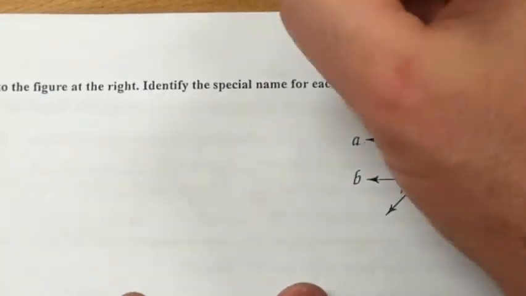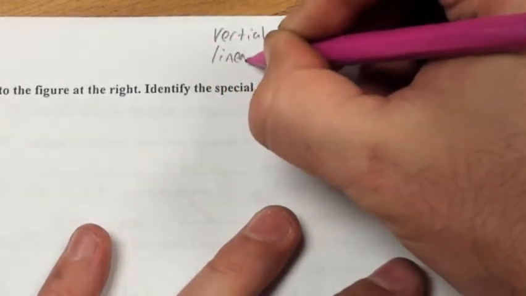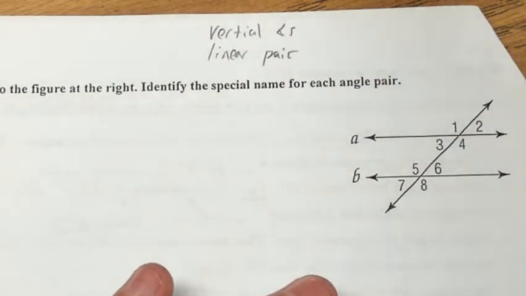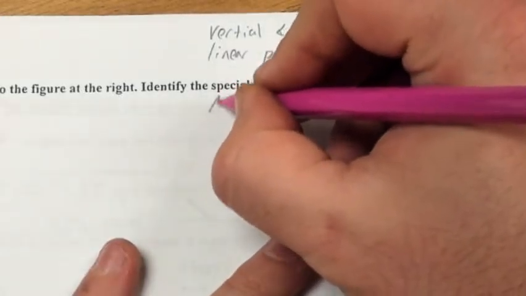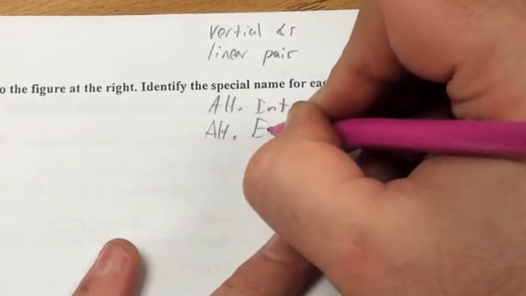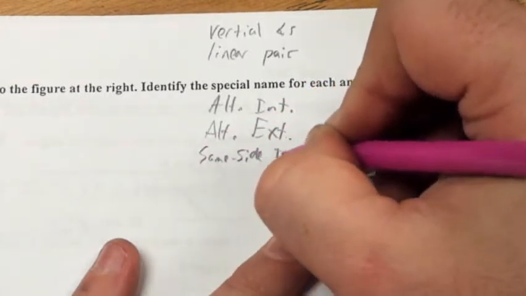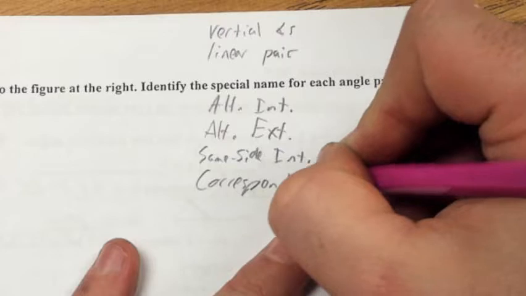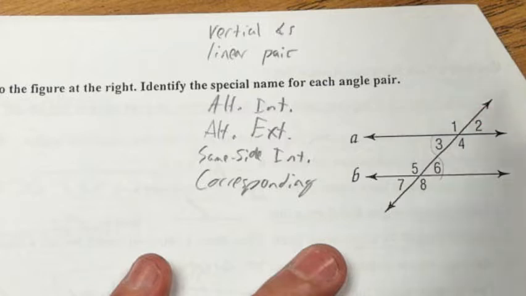a transversal, we could have vertical angles. We have a linear pair. Now those are our unit 1 things. Then we move on to unit 3 and we learned about the transversals themselves, and that's going to be alternate interior angles, alternate exterior angles, same side interior, as well as corresponding angles. Now, our alternate interiors are the ones that end up on opposite sides on the inside.